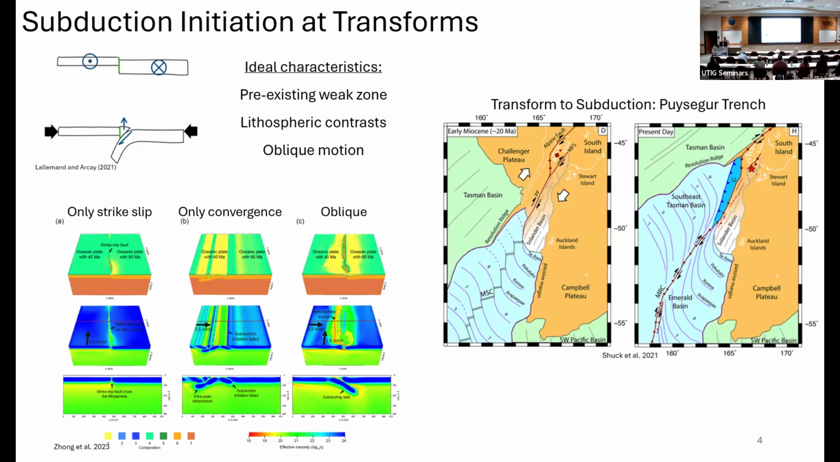One of the best examples is Puysegur Trench, southwest of New Zealand, which started as a pre-existing transform, and over the last 20 million years has evolved to be an active subduction zone.